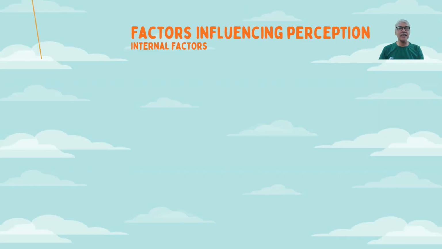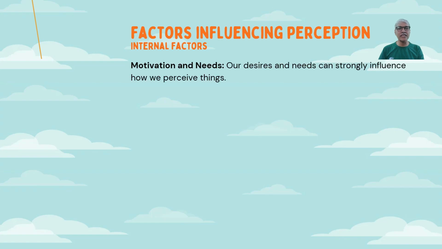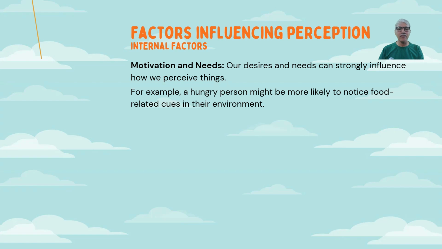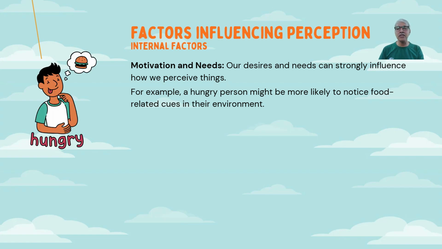The factors influencing perception are internal and external. Let's discuss the internal factors. The first one is motivation and needs. Our desires and needs can strongly influence how we perceive things. For example, a hungry person might be more likely to notice food-related cues in their environment.